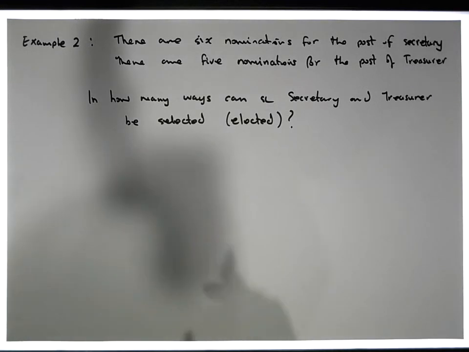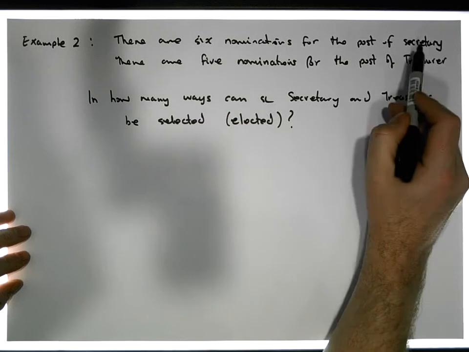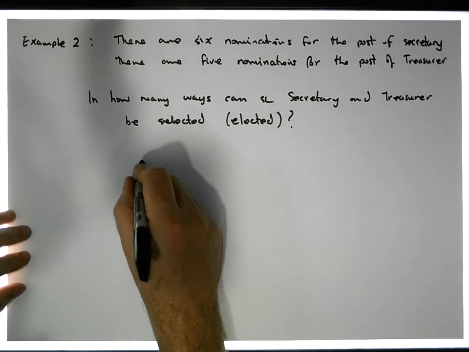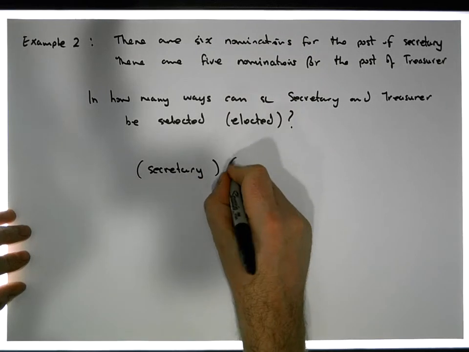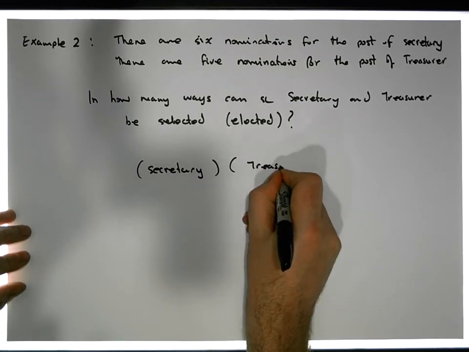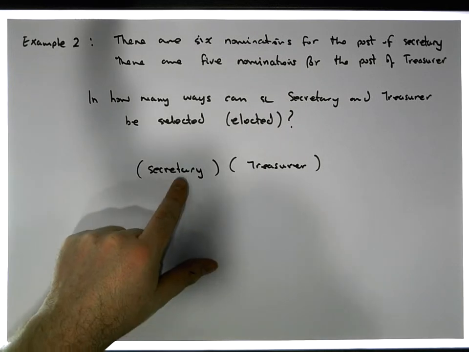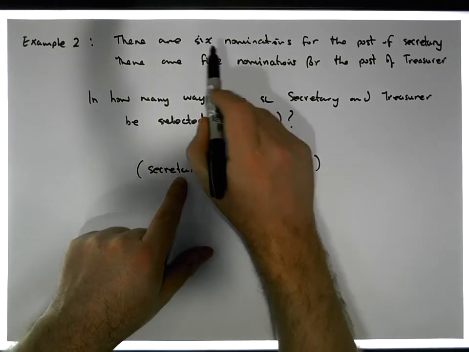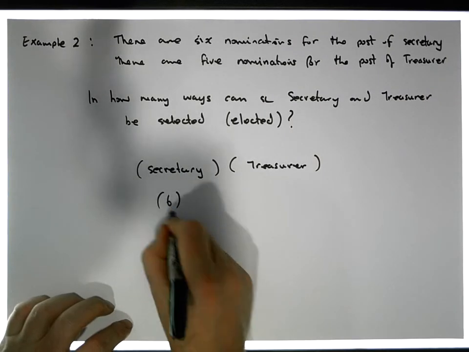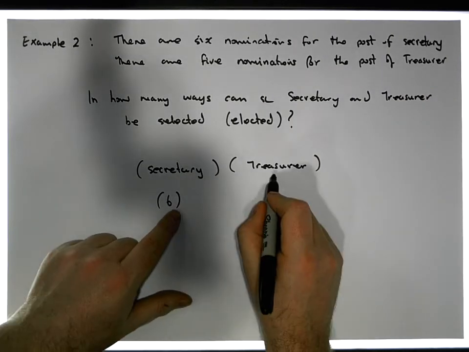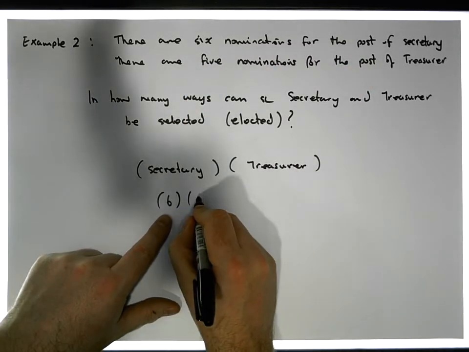If you think about it here, for the position of secretary, there's only one position. There's a secretary and there's a treasurer for this particular committee. How many choices have you got for the secretary? You've got 6 nominations, so there's 6 possible people that could be the secretary, so 6 goes in there. And how many nominations have you got for treasurer? There's only 5 nominations for treasurer, so you've got 5 possibilities there.